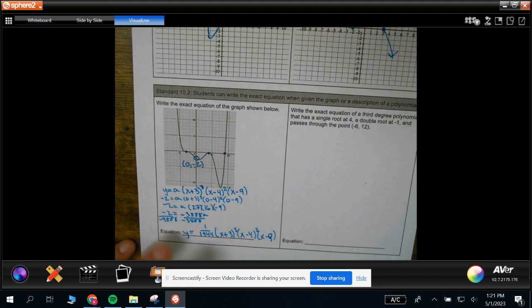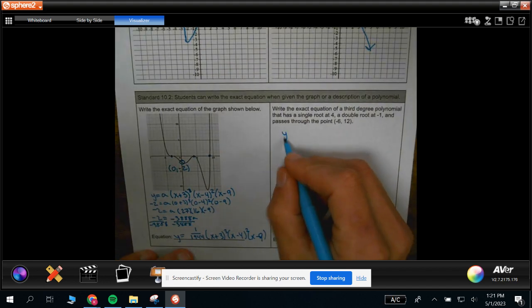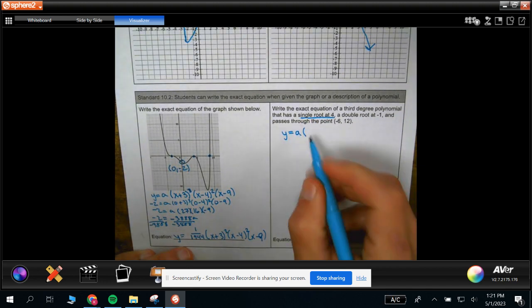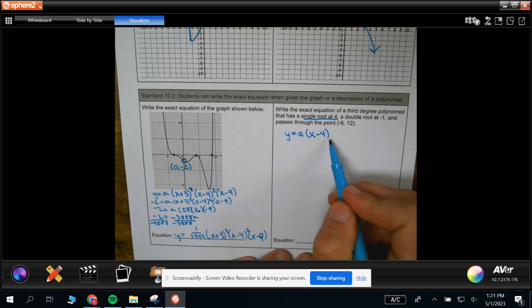Y equals. Okay? Again, this is just the simplified form of that fraction. Second one, same exact idea. We're going to start with y equals a. Now, what do I know? I have a single root at 4. So that means my factor is x minus 4 because 4 minus 4 is 0.